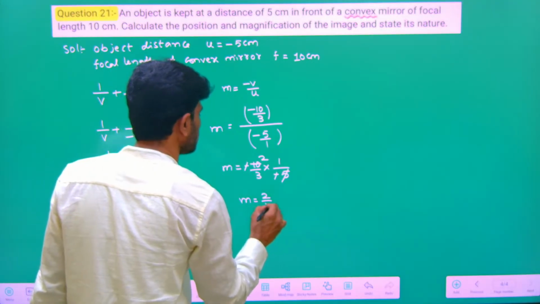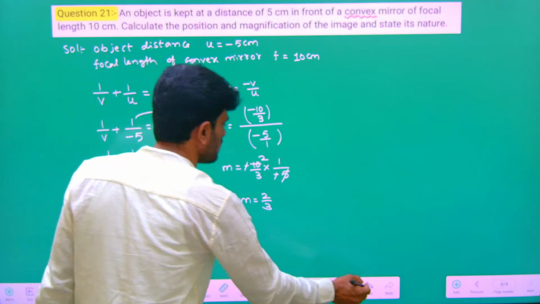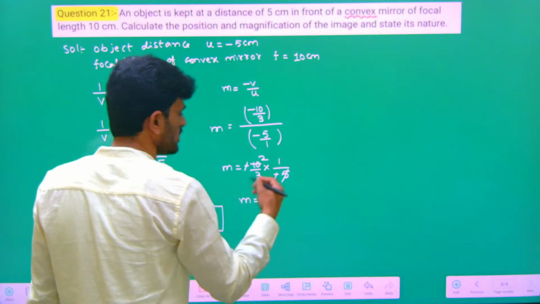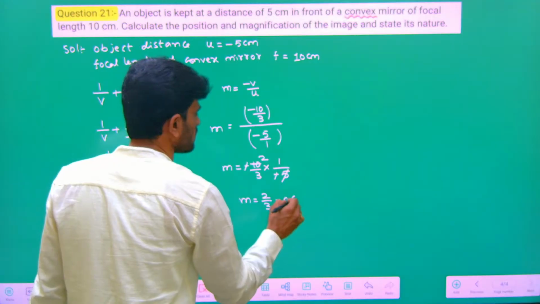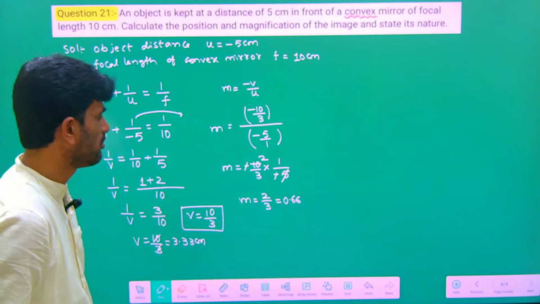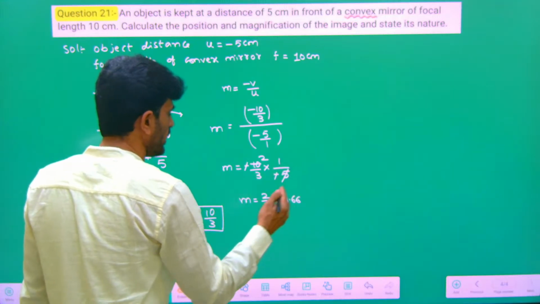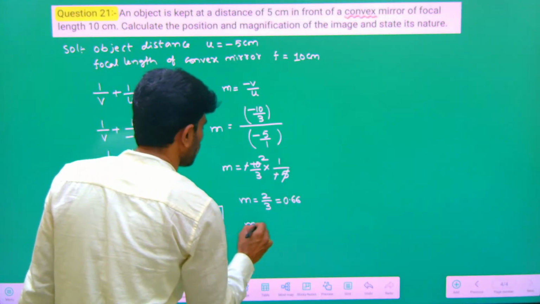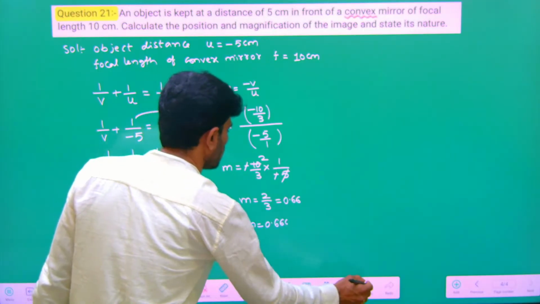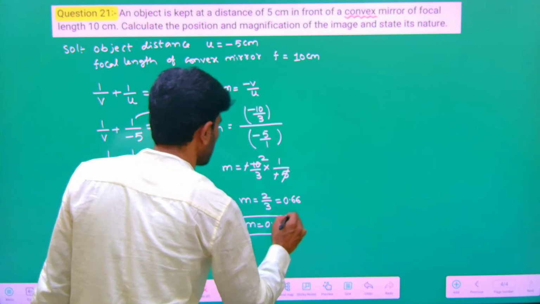So magnification is 2 by 3, which means it is less than 1. If you change this to decimal form, it is 0.66. Less than 1 means it is diminished. Magnification is positive, but it is a diminished image. m is equal to 0.66. So this is the magnification.